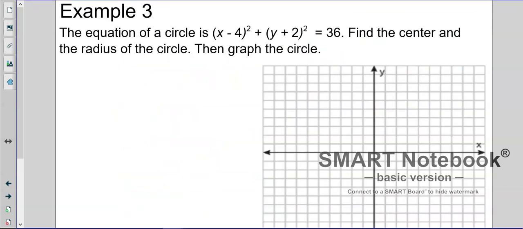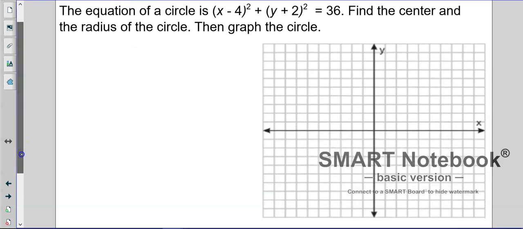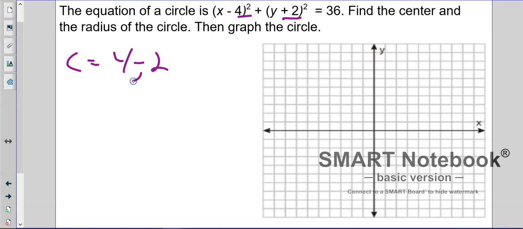All right. Example 3. We're going to do some graphing here. The equation of a circle is x minus 4 and y plus 2 squared equals 36. Find the center and the radius of the circle, then graph. All right, so that means my center is at 4, be careful here, negative 2. Square root of 36 is 6, so my radius is 6.